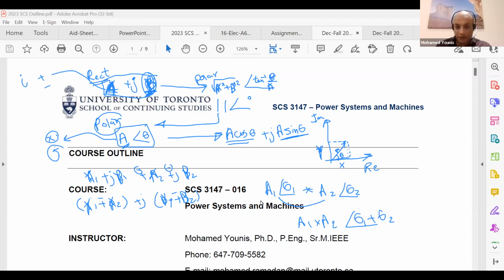For the division, if you have A1 angle theta 1 divided by A2 angle theta 2, then the answer is you divide the magnitudes and you subtract the angles. The angle of the one in the denominator goes negative with a negative sign in the numerator. Okay.